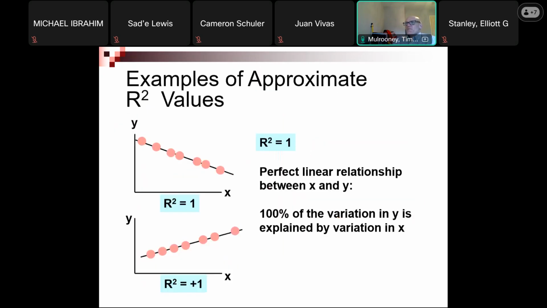Other things, examples of approximate R squareds. R squared is equal to 1 when it's right on the line. It doesn't matter if it's positive slope or negative slope, okay? Because we can have an R value, and then we square that value, which means it's always going to be positive. We can't square a number and have a negative number, because negative times negative equals positive.